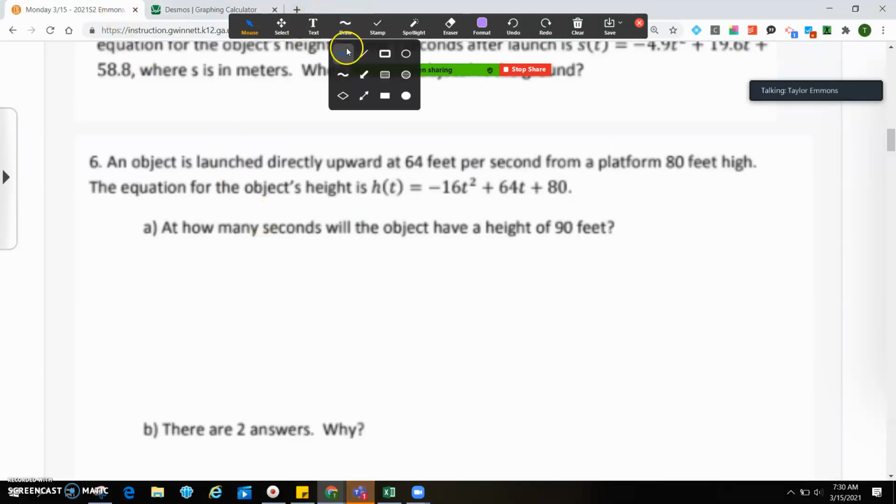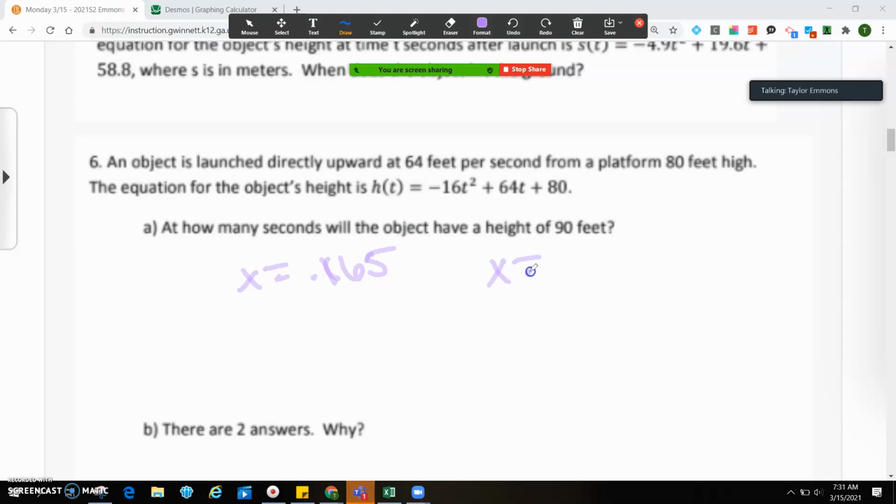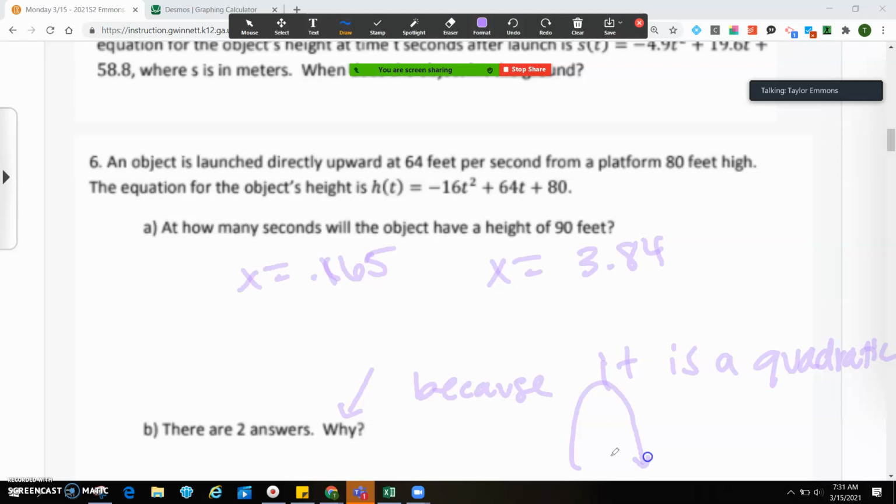All right, so when x is equal to 0.165, and then when x is equal to 3.84. So why are there two answers? Because it is a quadratic. So it goes up and then comes back down.